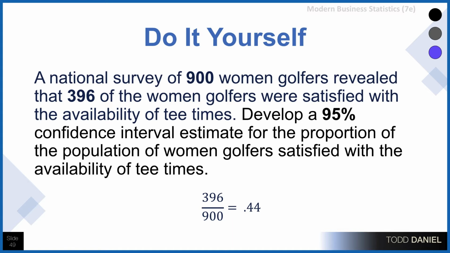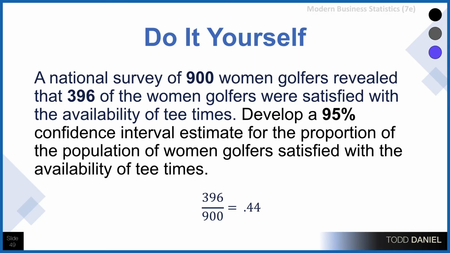So let's do it ourselves using an example from the homework. A national survey of 900 women golfers revealed that 396 of them were satisfied with the availability of tee times. Develop a 95% confidence interval estimate for the proportion of the population of golfers satisfied with the availability of tee times. Now, the first thing that we need is our proportion. There were 396 out of 900 who were satisfied with tee times. That is a proportion of 0.44.